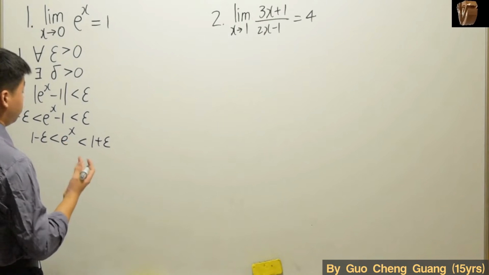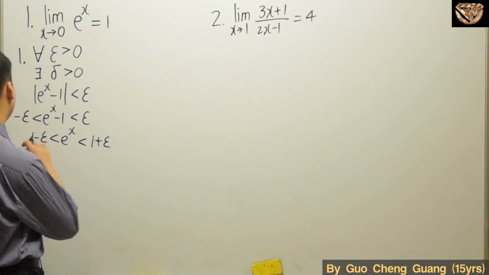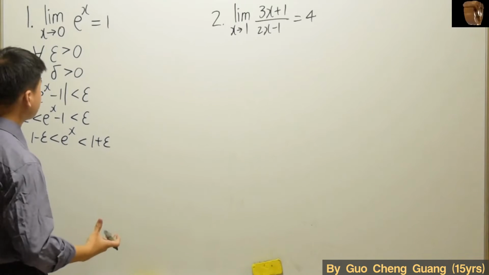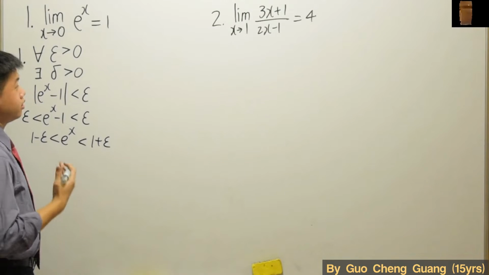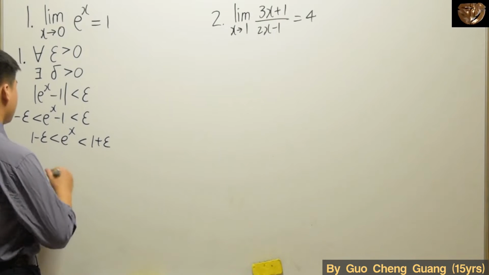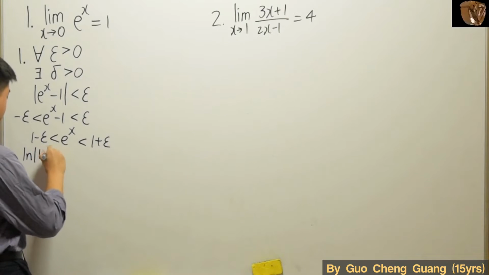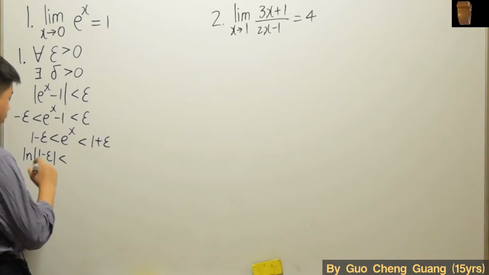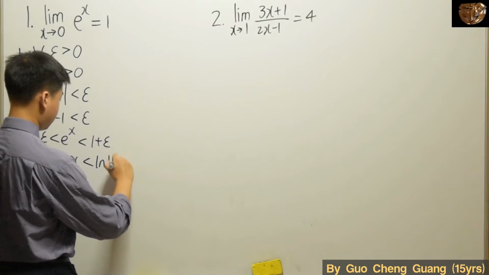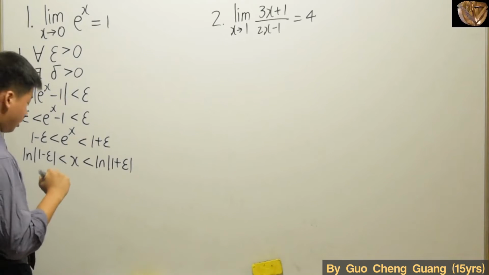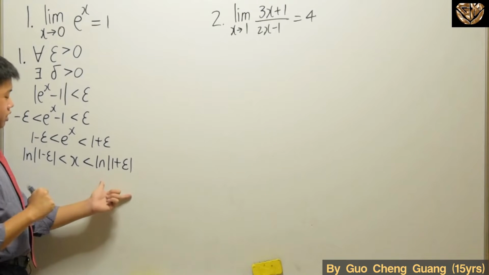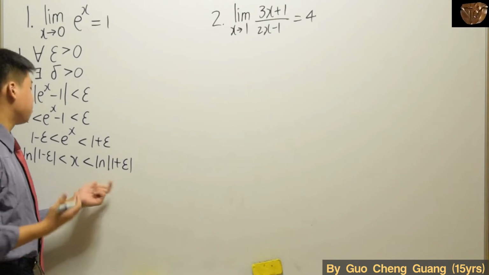So, what would you have to do next? Now, since our delta would actually be the absolute value of x minus 0, which you actually want x. Now, can you think of any methods in order to find x? Well, of course, logarithm. So you could take ln on every side. So you have ln of 1 minus epsilon, then x, smaller than ln of 1 plus epsilon. Alright? So, from this part, you will realize two different logarithms, but which one should you take?